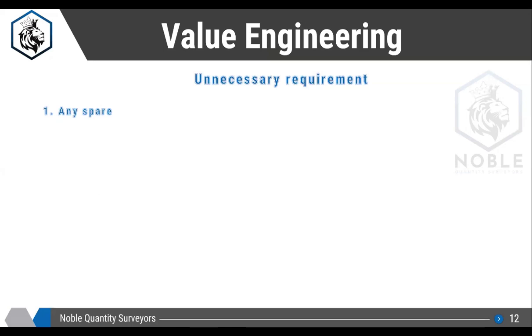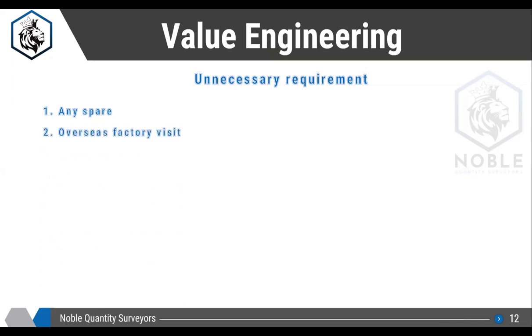So if there are 1,000 FCU in a building, FCU is fan coil units. If there are 1,000 FCU in the building, so 350 into 1,000, it is around like 350,000. So this much cost saving, you can do it by eliminating these spare parts.